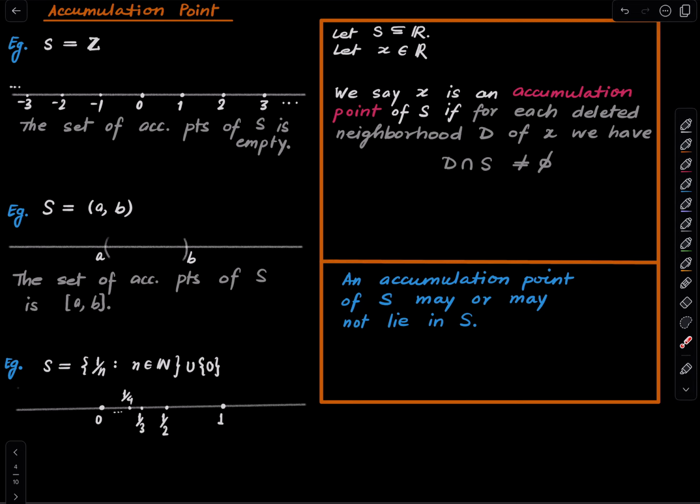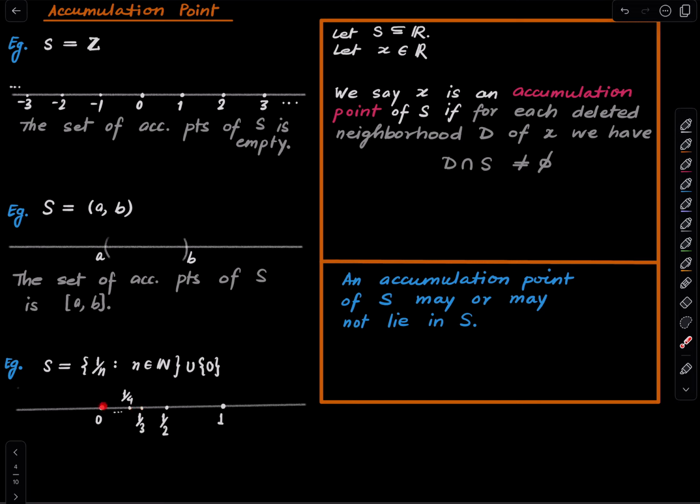What about the things which are in S? What about this guy? Well, again, if you take this small deleted neighborhood, that misses every point of S. So 1 is not an accumulation point. Similarly, half is not an accumulation point because you'll have to squint your eyes and choose a smaller deleted neighborhood, but you can choose such a neighborhood. That also misses every point of S. Similarly for this, similarly for that.